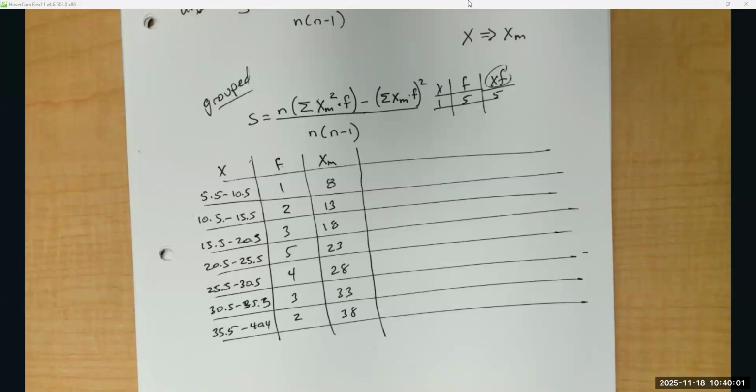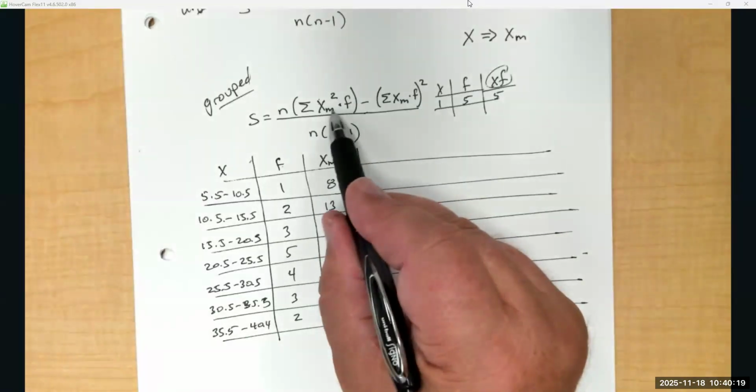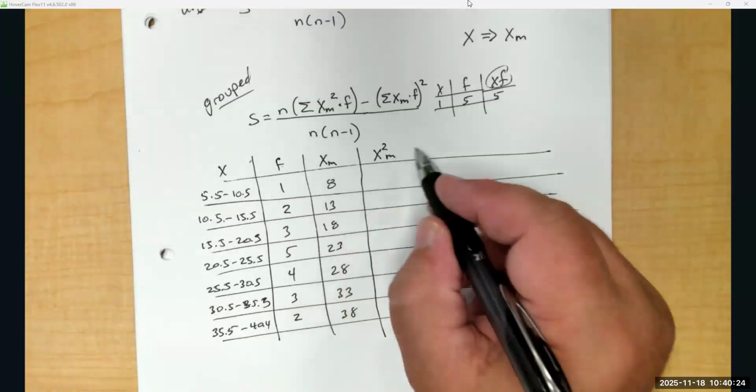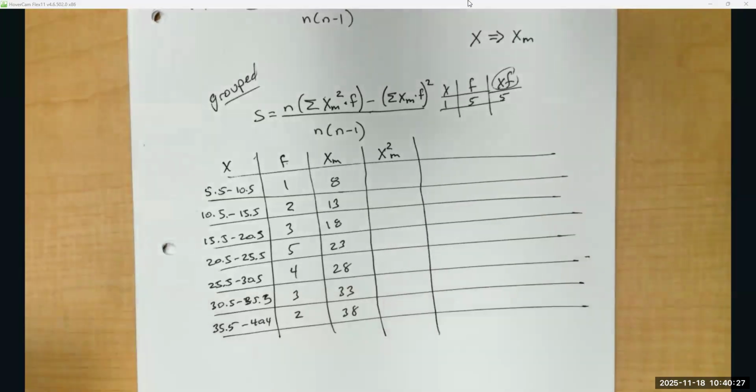So what's the next column we have to create here? Okay, that's for that one. What about this one? Right. We have to find the midpoint squared. So we have to square all the midpoints.